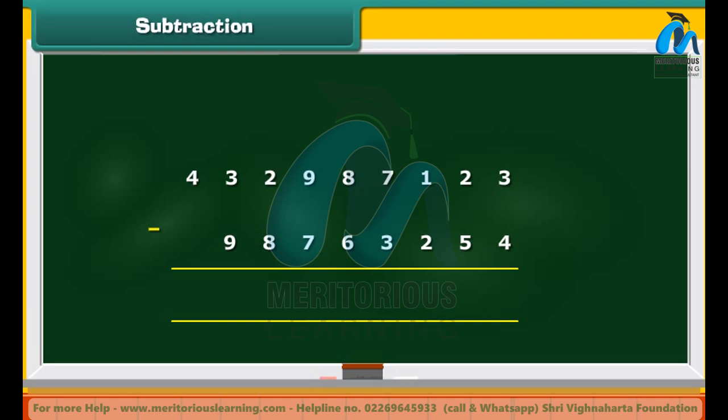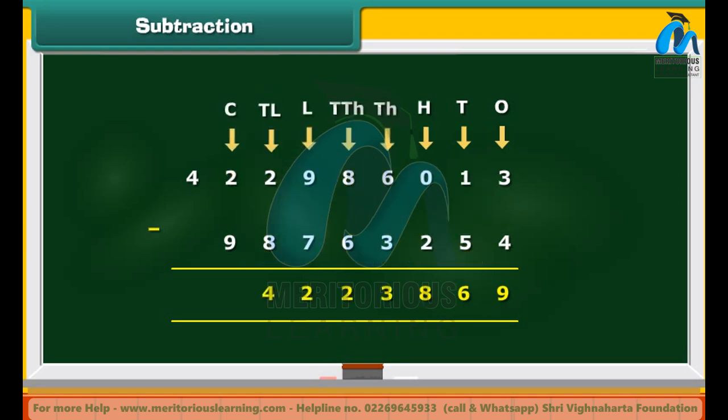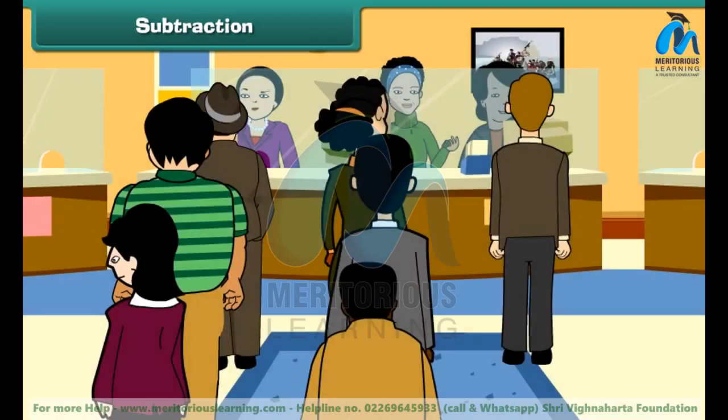Write the minuend. Write the subtrahend below it. Subtract the numbers. Start with the digits at the ones place. Then proceed to tens place, hundreds place, and so on. The difference is 334223869. Let us attempt a word problem involving subtraction.